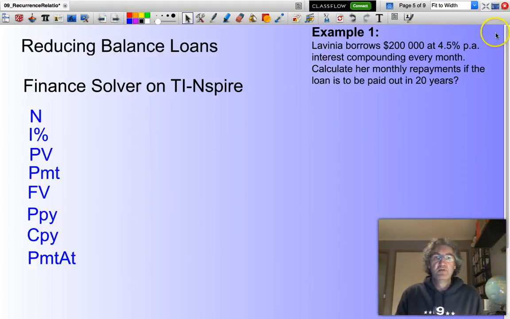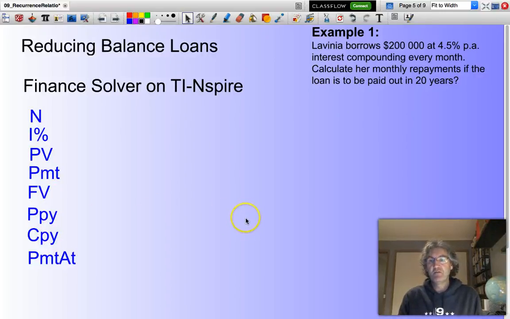Okay, let's look at this first example. Consider Lavinia. She borrows $200,000 at an interest rate of 4.5% per annum, with interest compounding every month. Now, we want to calculate her monthly repayment if the loan is going to be paid out in 20 years. What I need to do is scan through this question, populate the fields that I know, and identify what I'm being asked to calculate.